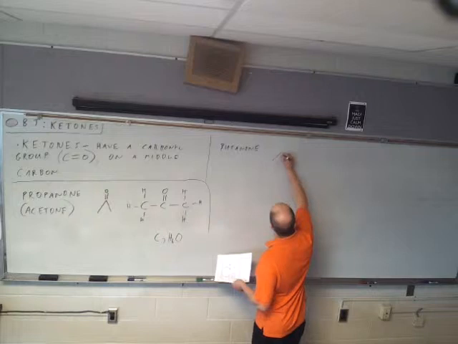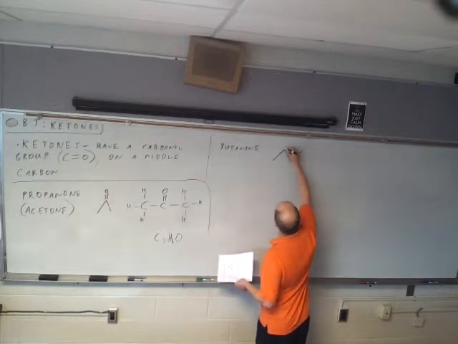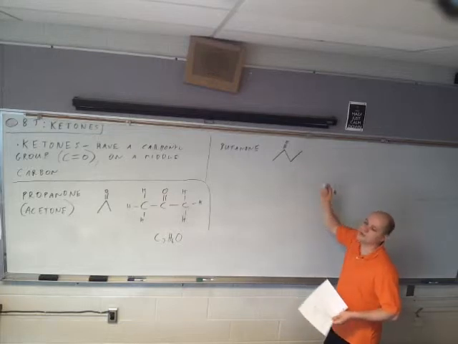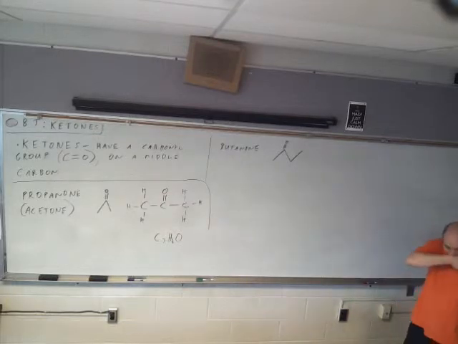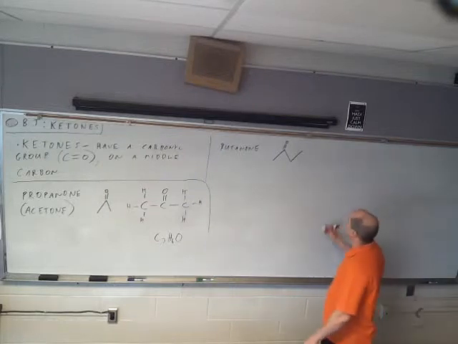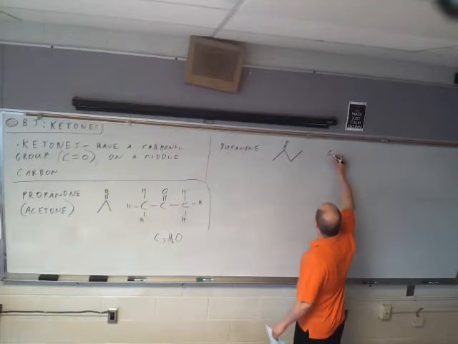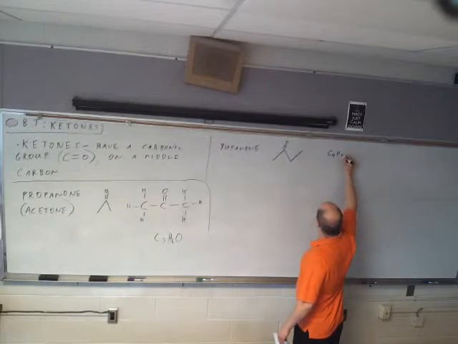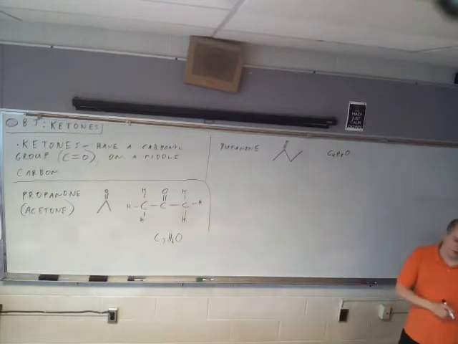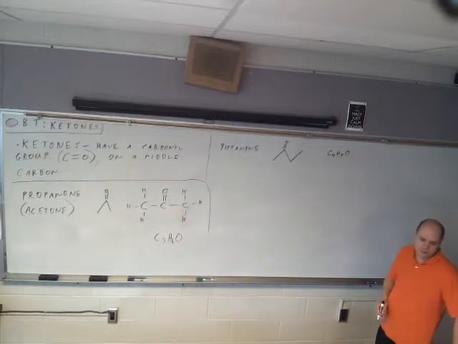So 1, 2, 3, 4. So here it is on the number 2 carbon. And if I put it on this carbon, it'll still be the same molecule. So butanone doesn't get numbers either. Formula C4H8O. Anybody need me to draw this the old way, or are we okay with this?